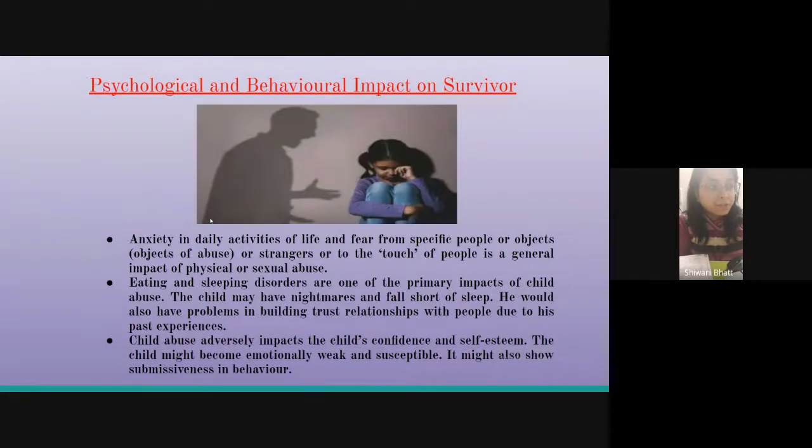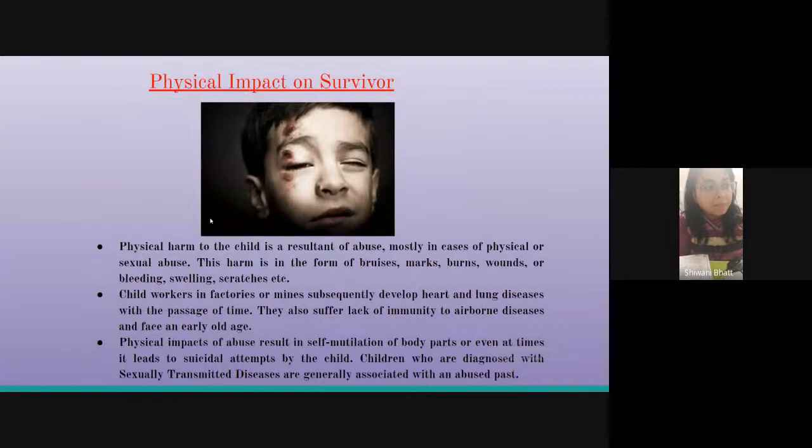Child abuse adversely impacts the child's confidence and self-esteem. The child might become emotionally weak or susceptible. There might also be submissiveness in behavior. In physical impact on survivors, physical harm to the child is a result of abuse, mostly in case of physical or sexual abuse.